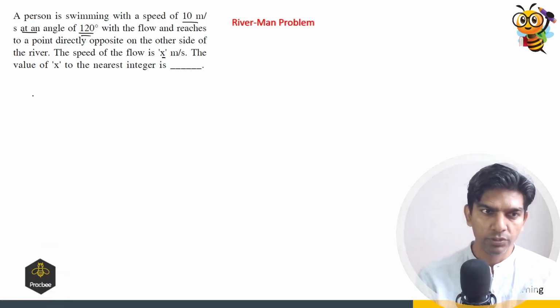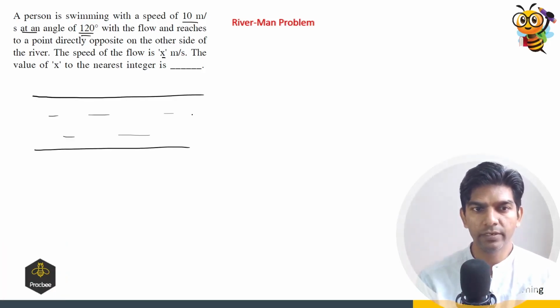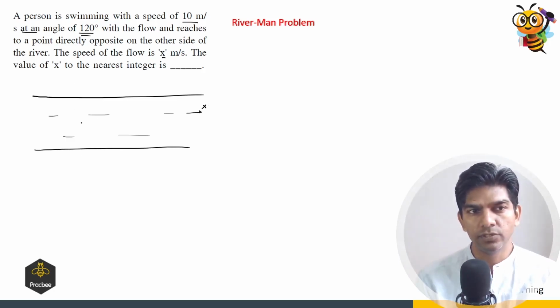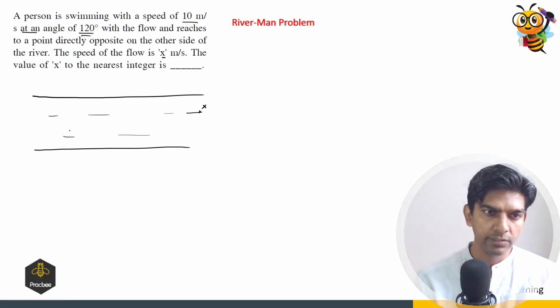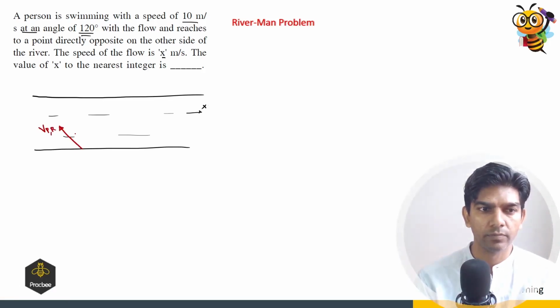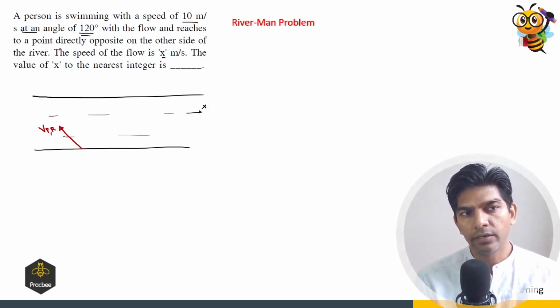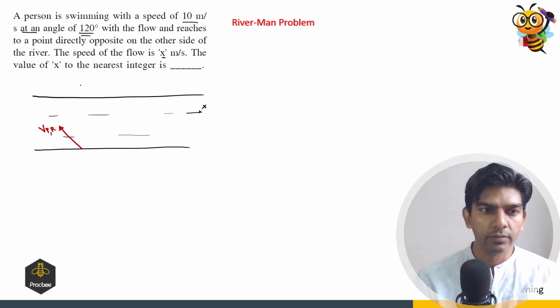Okay, let me draw the situation. So we have a river, and the river is flowing in the right direction with a speed of x, right? And there is a person who is swimming at an angle of 120 degrees with the flow. So this is the velocity of the person with respect to the river, right? And it reaches a point directly opposite on the other bank.